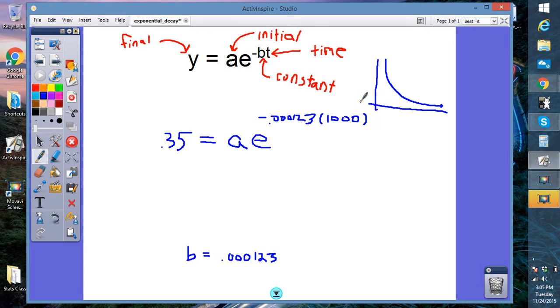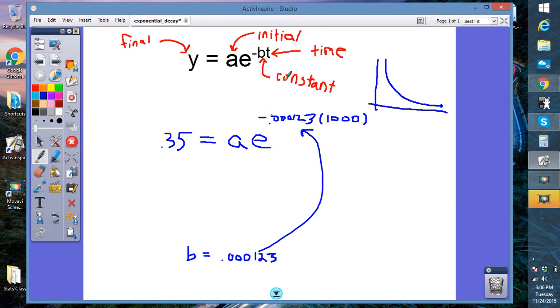Now you have one of these exponential equations, and you're solving for A. For this part, you can use your calculator to change it into a decimal, so it's 0.35 divided by the rest of this. So step one, use your half-life to solve for B. Once you get B, plug it in, and in this particular problem, you're solving for the initial amount of material you had, which is A.